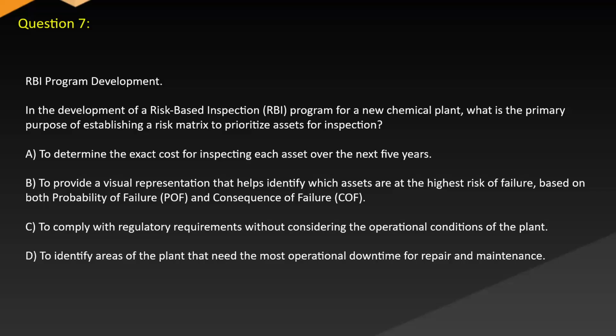In the development of a risk-based inspection (RBI) program for a new chemical plant, what is the primary purpose of establishing a risk matrix to prioritize assets for inspection? A. To determine the exact cost for inspecting each asset over the next 5 years. B. To provide a visual representation that helps identify which assets are at the highest risk of failure based on both probability of failure (POF) and consequence of failure (COF).